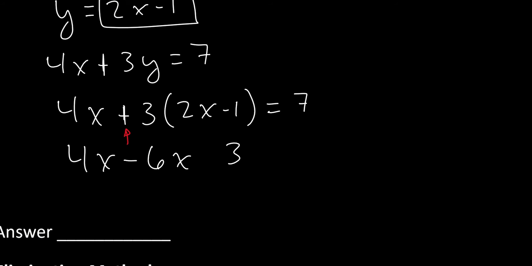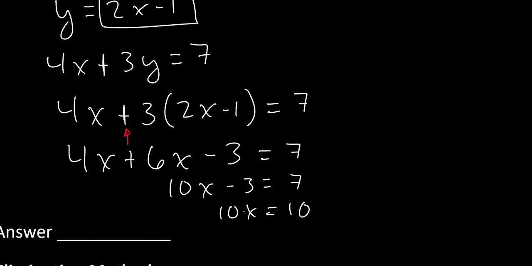So 4x, and then it's going to be plus 6 times x, and then minus 3, and that equals 7. This is 10x minus 3 is 7. If I add 3 to both sides, 10x equals 10 and x is 1.